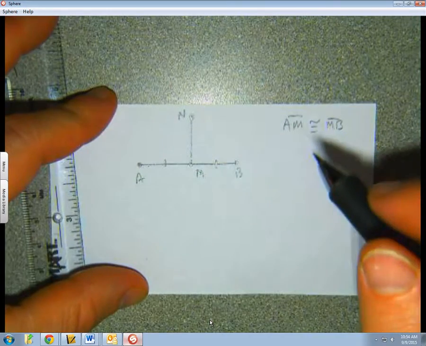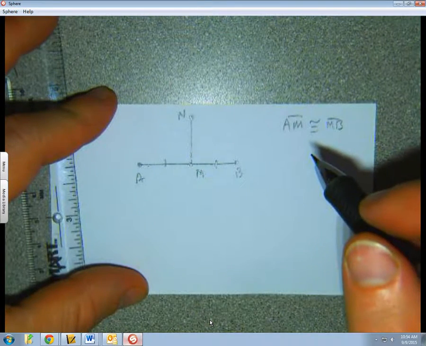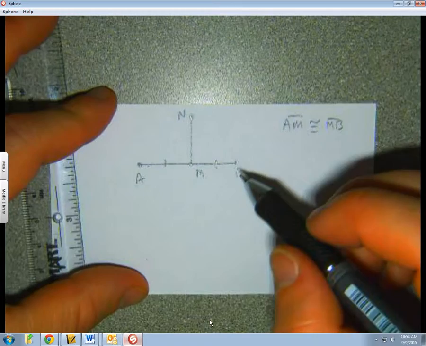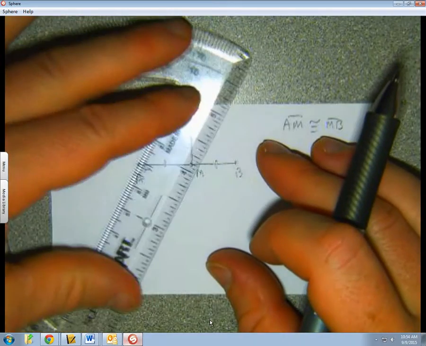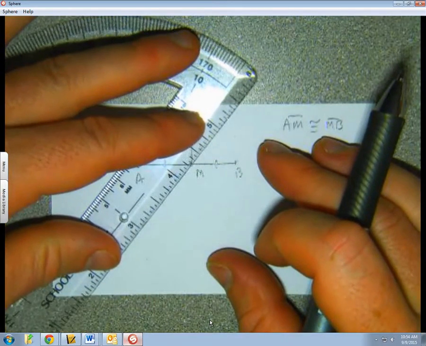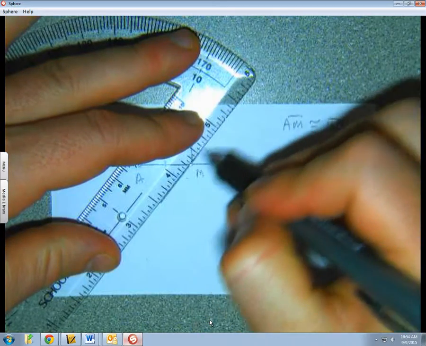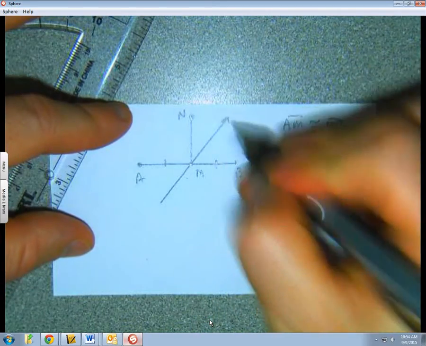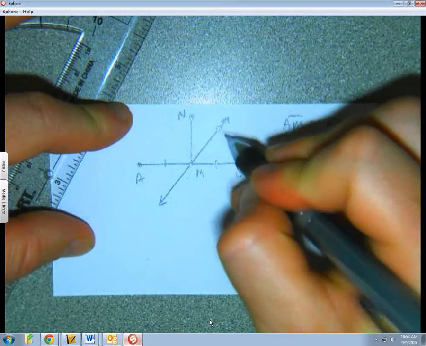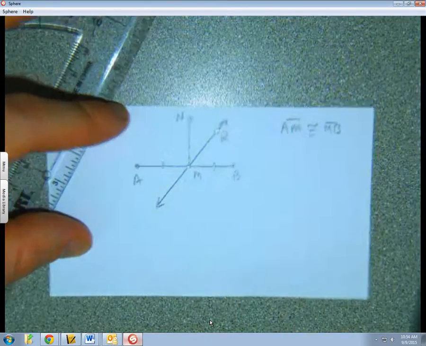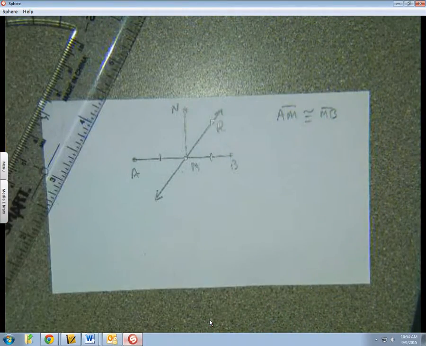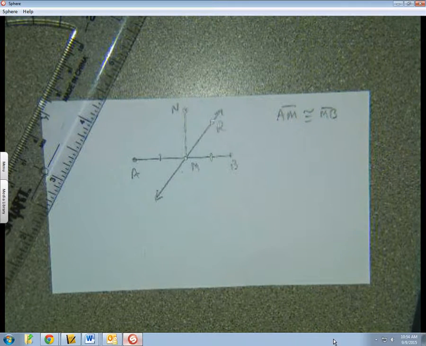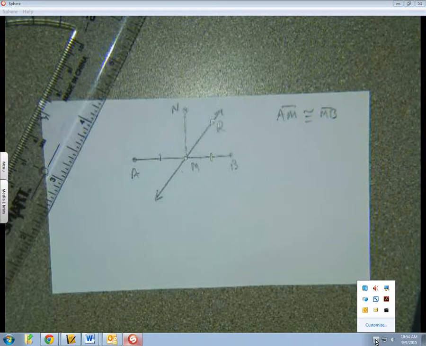Okay? So, let's draw a line through here too. Let's draw a line right here. Call that R. So I'm going to pause it here, give you a minute to match up your drawing with the drawing on the note card.